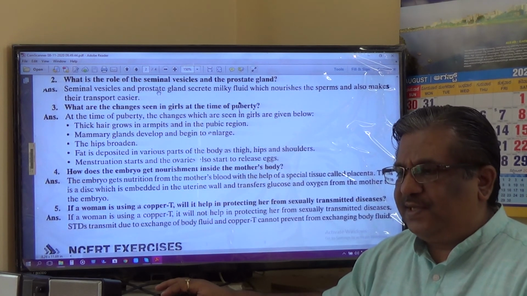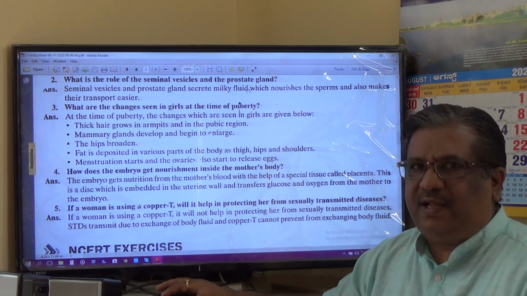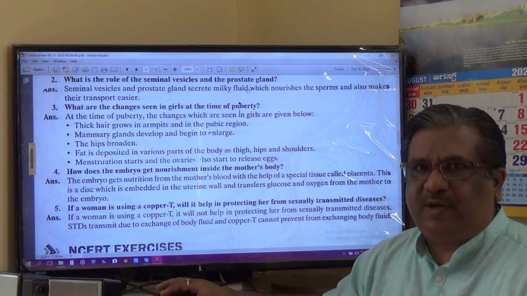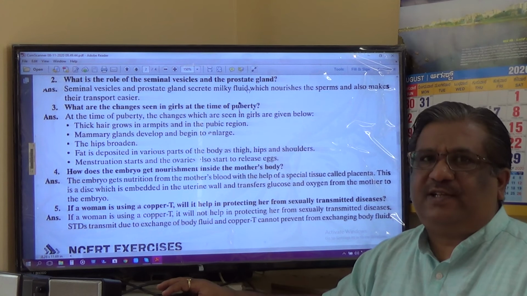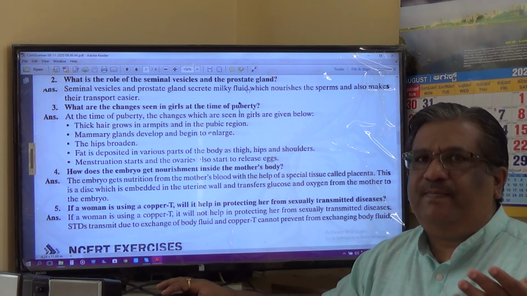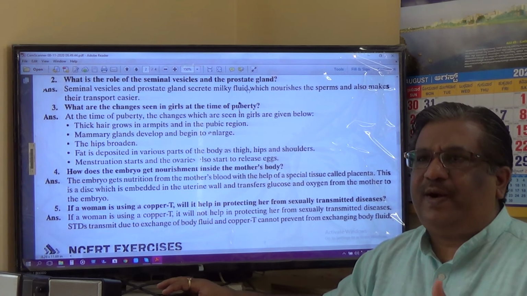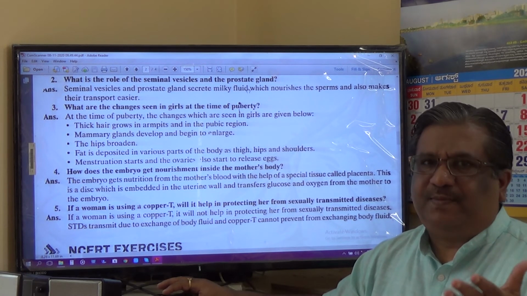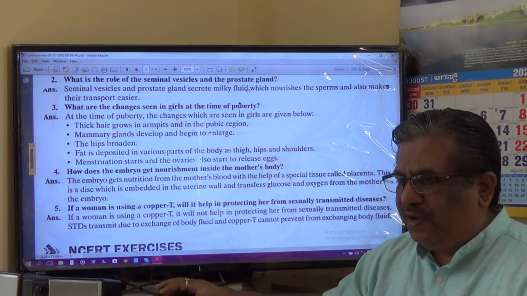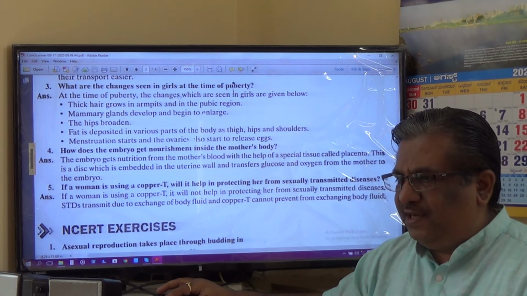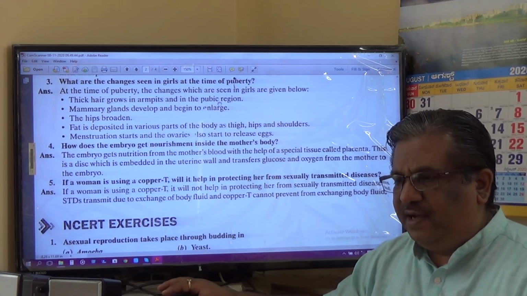What is the role of seminal vesicles and prostate gland? Important, every time this question appears, because their secretions provide the fluid medium for the movement of sperms and also provide nutrition for sperms. These are the two functions. What are the changes seen in girls at the time of puberty?